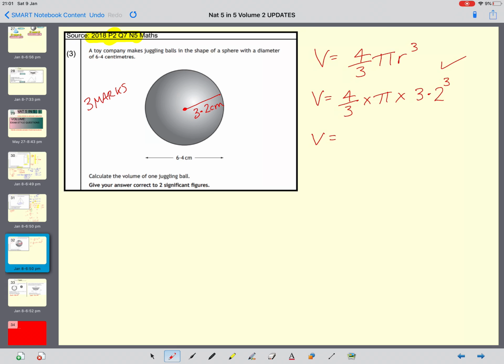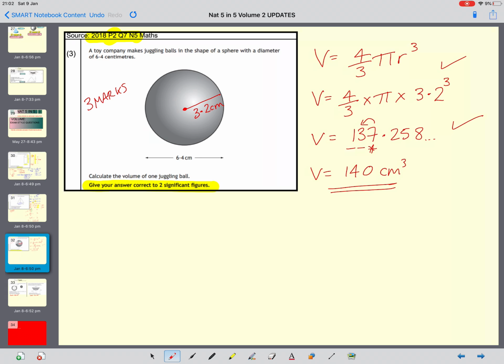And you should get an answer of, sorry, hold on, times pi times 3.2 cubed. And then you get an answer of 137.258. And again, you get an answer mark here, and it says, give your answer correct to 2 significant figures. So 1, 2, this is my decider, this 7 is going to round my 3 up, so my volume is going to be 140 centimetres cubed. Well, that is so easy for a Nat 5 question, I think.